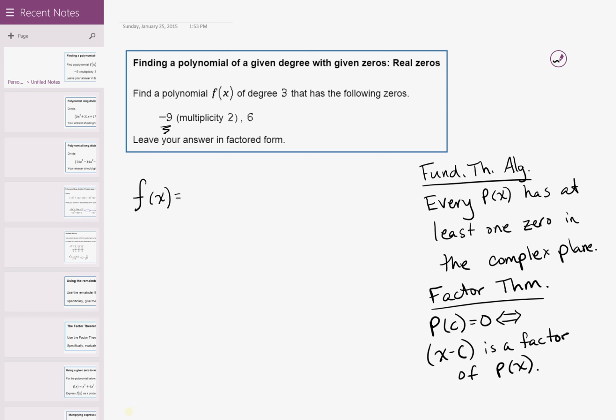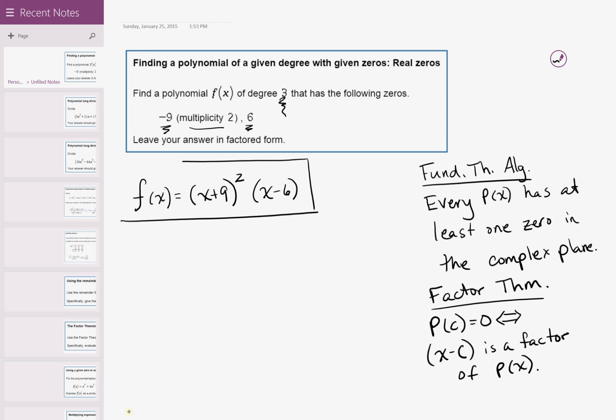If negative 9 is a 0, then x plus 9 is a factor. And if 6 is a 0, then x minus 6 is a factor. And we're given the multiplicity of 2 on negative 9. If I multiply those out, I have a third degree polynomial. So that's all the zeros. This is what we're asked for, factored form. So this is know this information and then by inspection write the answer.